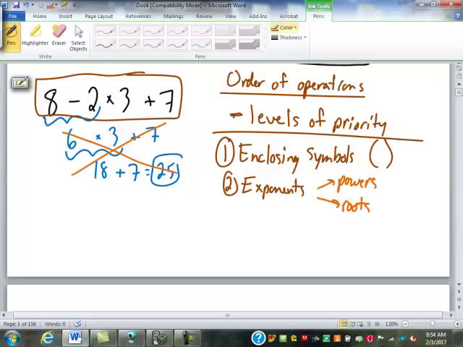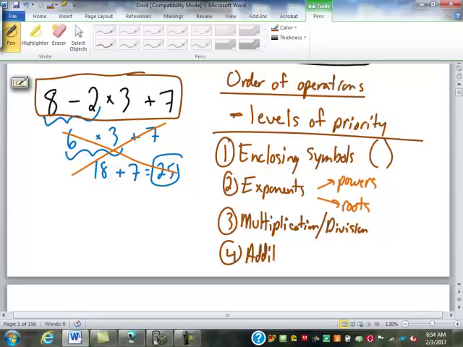And our third level of priority is multiplication. Now we mentioned last time multiplication and division are really the same operation. So division happens along with our multiplication. And then the lowest level of priority, the last thing you would do if there is nothing else left to do, is addition. And as we mentioned, subtraction is part of addition. So subtraction goes on that level as well.